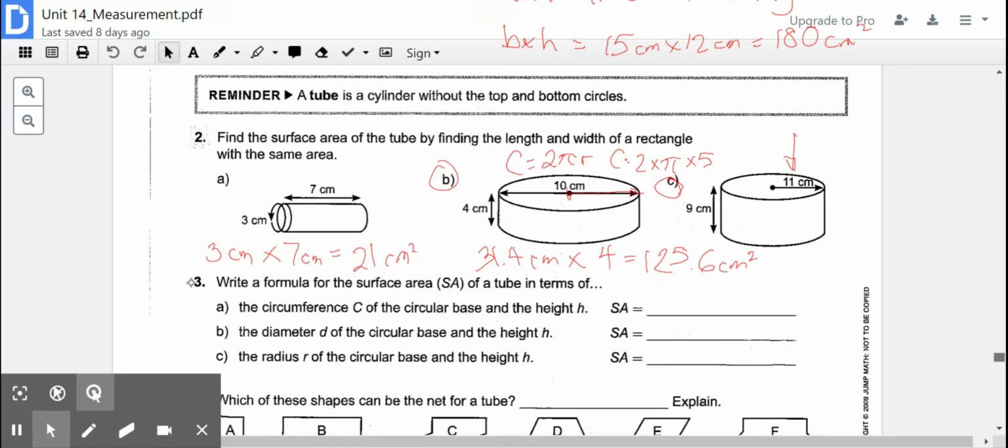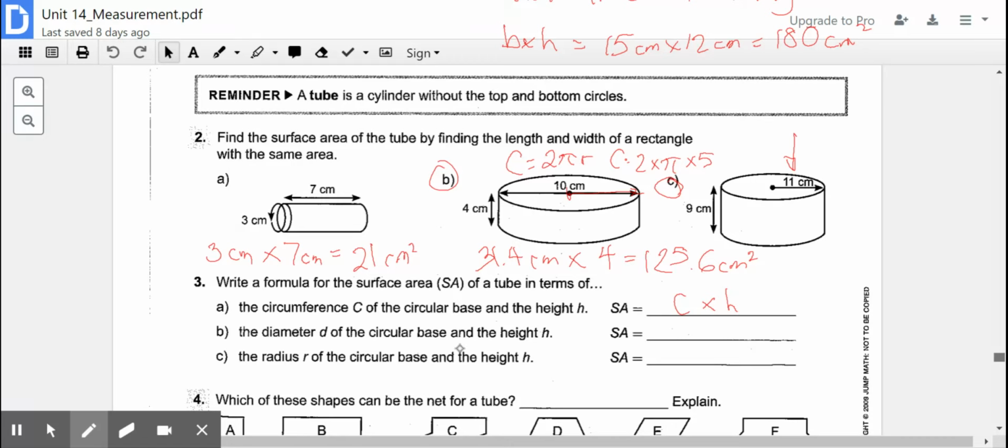Again, I'll put the answer key up so that you can check your own answers for C. Number 3, write the formula for the surface area of a tube in terms of the circumference of the circular base and the height h. Well, if I have the area of a tube, it's going to be the circumference, which is my base, times the height, because area is always base times height.